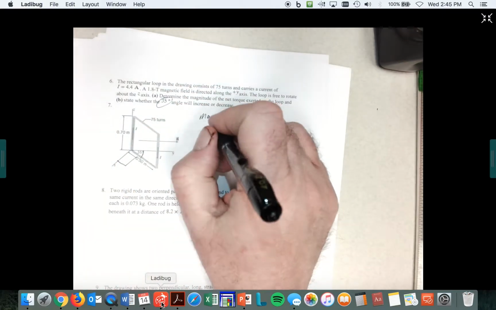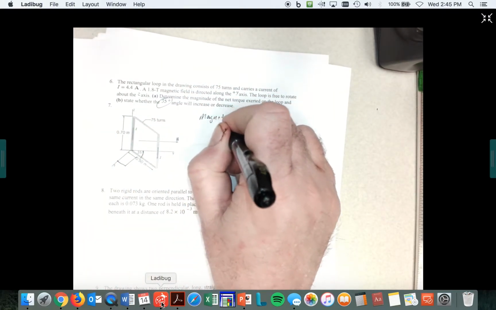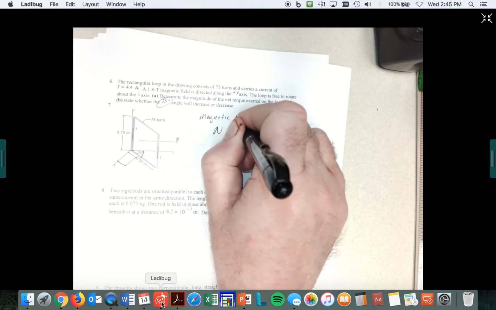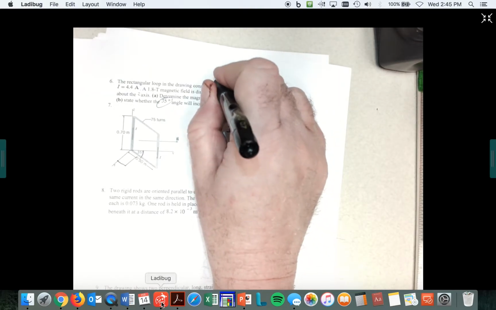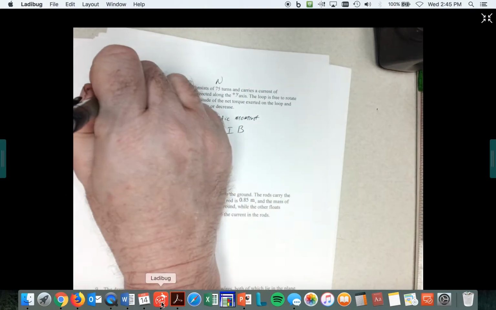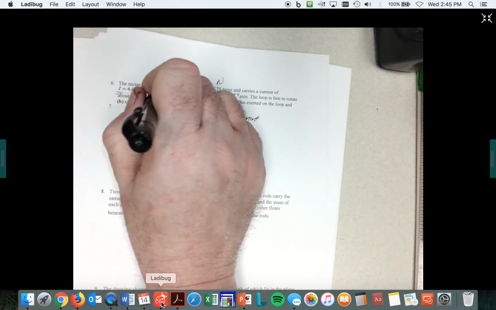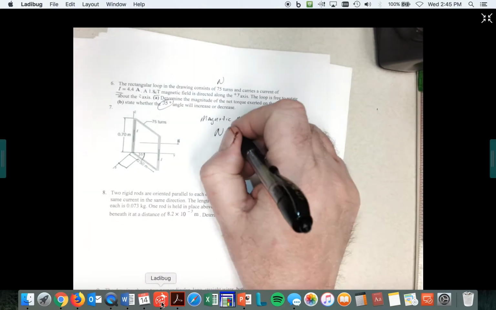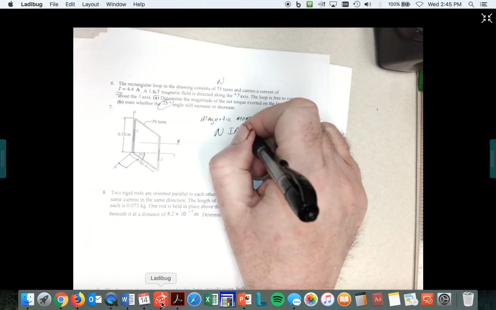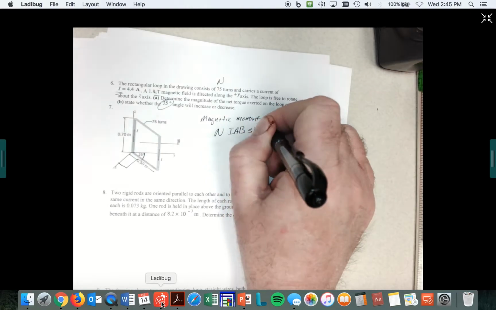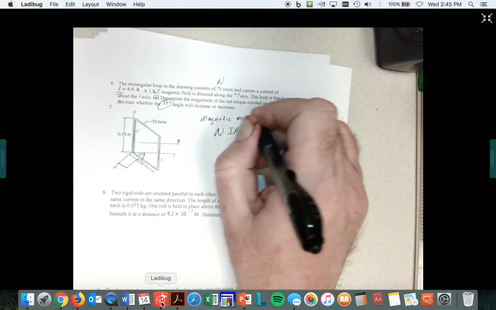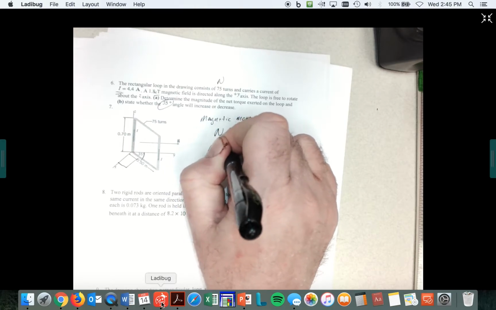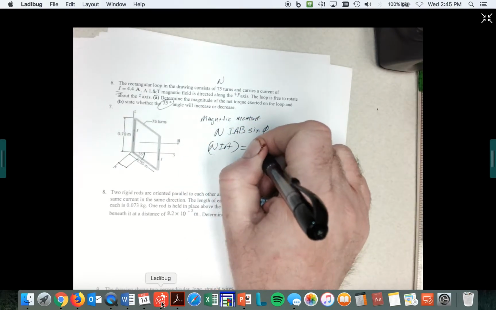This is the magnetic moment, which is N, I, B. Here's N. Here's I. Here's B. Okay. Oh, NIA times B sine of phi. Okay, where NIA is your magnetic moment.